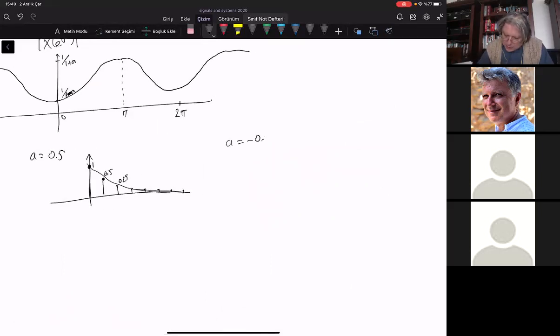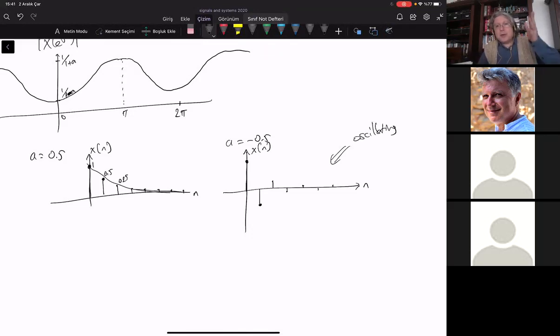And when a is equal to minus 0.5, it becomes oscillatory on the n-axis. This is x of n I'm trying to draw on the axis of n. At zero, it's again one, but at one, it becomes minus 0.5, and then plus 0.25, and then negative, and then positive, and then negative, and then positive. So as you see, this is oscillating, and oscillating at the highest frequency, actually. One positive, one negative, one positive, one negative. That is the component at pi. Pi is the plus, minus, plus, minus oscillation. So this is the high pass, and this is the smooth low pass signal that we have.